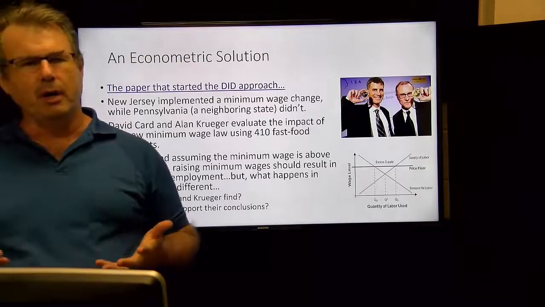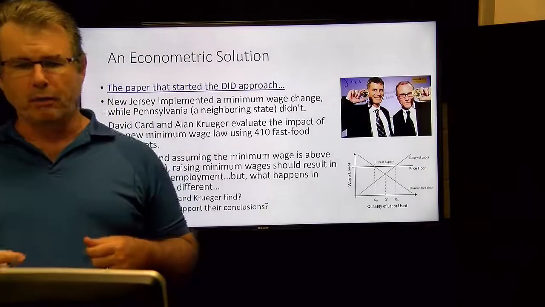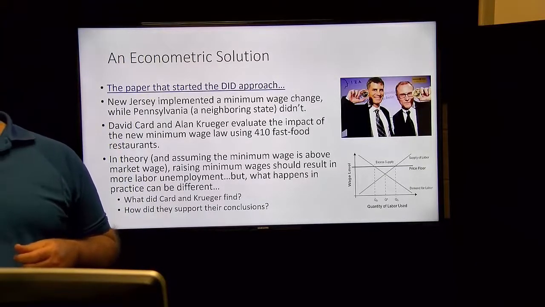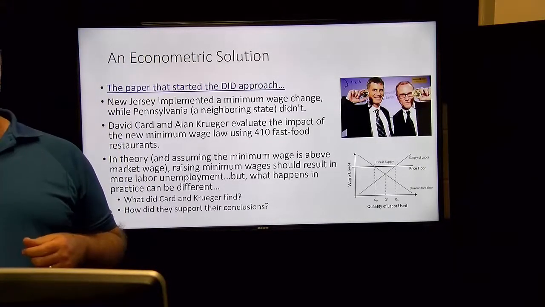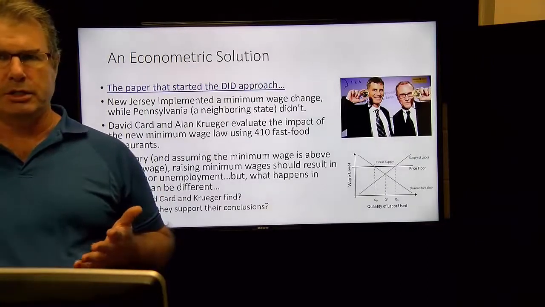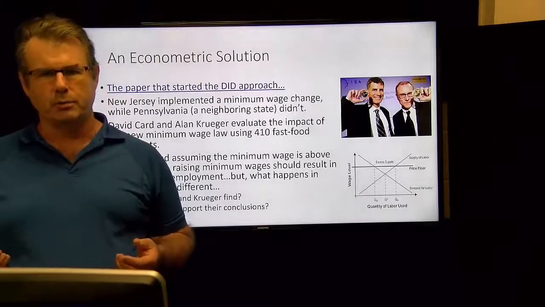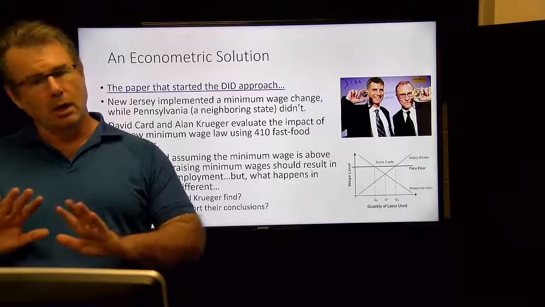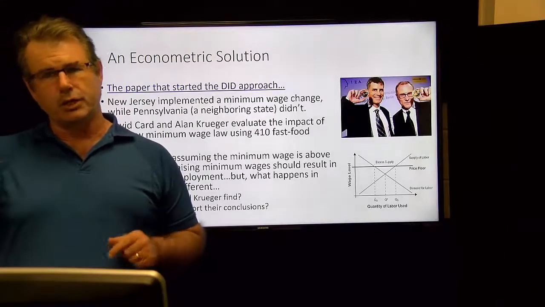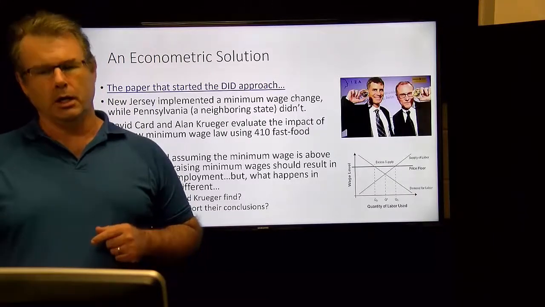And their paper focused in on 410 fast food restaurants that were spread over two states, New Jersey and Pennsylvania. In New Jersey, they implemented a new higher minimum wage, and in Pennsylvania, they didn't change the minimum wage. And so that led to an opportunity for what we refer to in economics as a natural experiment. And so what we look at is how the change in the minimum wage laws impacted the unemployment rate.